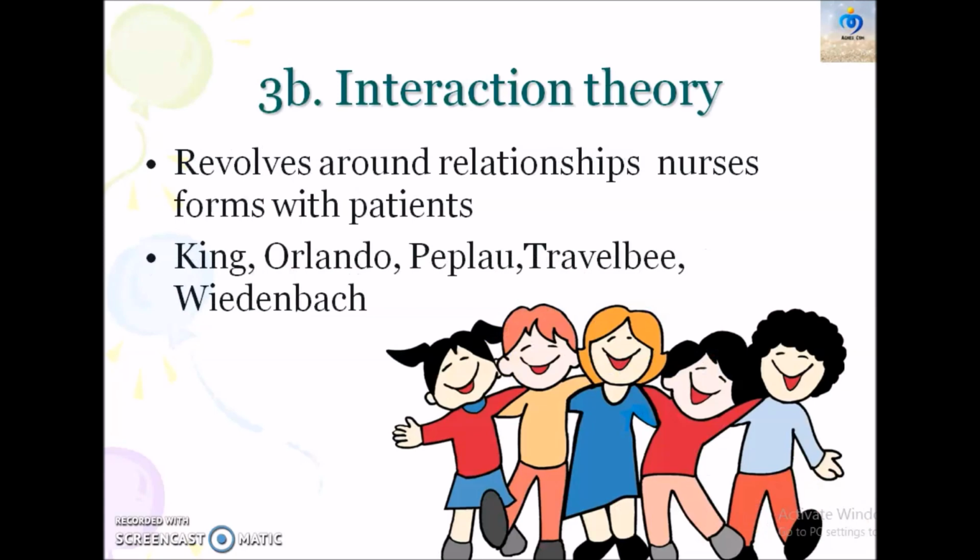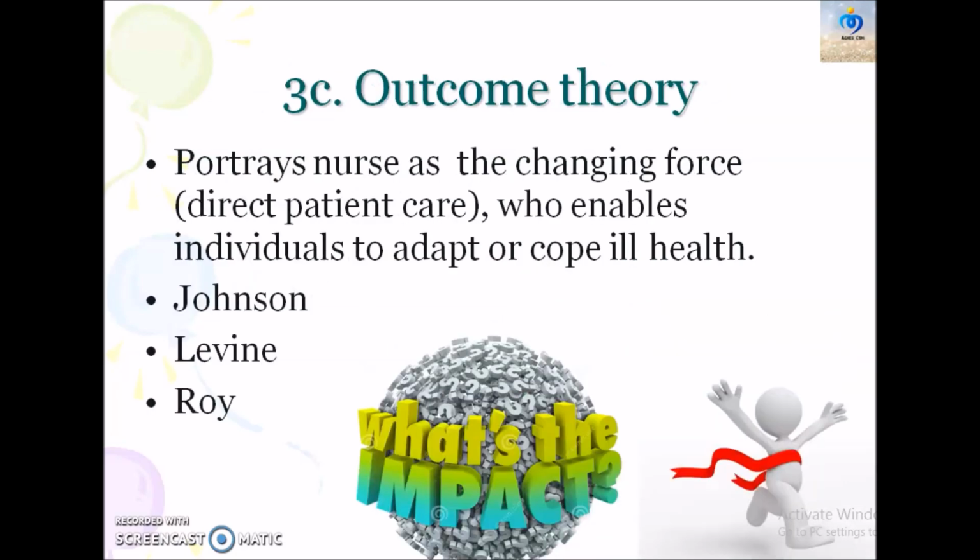The second one is interaction theory. Interaction theory revolves around the relationships nurses form with the patient. Examples are King's theory, Orlando, Peplau, Travelbee, and Wiedenbach. These are the examples for interaction theories. Next is the outcome theory. It portrays nurses as a changing force. That means nurses direct the patient care, which enables the individual to adapt or cope with ill health. Examples are Johnson's behavioral model, Levine's theory and Roy's adaptation model.